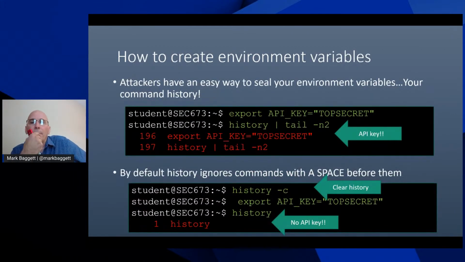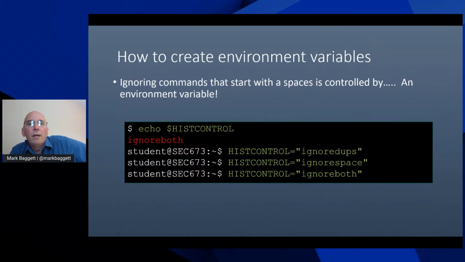Now, here's showing that. If I export an API key and then run history, I can see that API key is in my history. If I just put a space in front of it, now it's not going to show up in my history any longer.